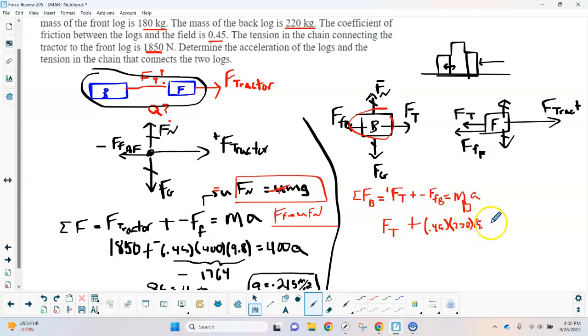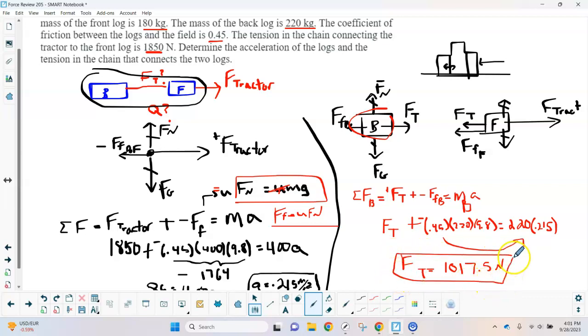9.8 is the acceleration due to gravity, so that's that side. And then we have the 220 times the 0.215 acceleration. And there's a negative here. So you're going to bring this over to this side, it becomes positive, and you add those two values together. The tension turns out to be 1,117.5 newtons.